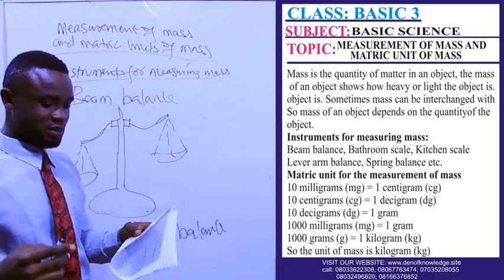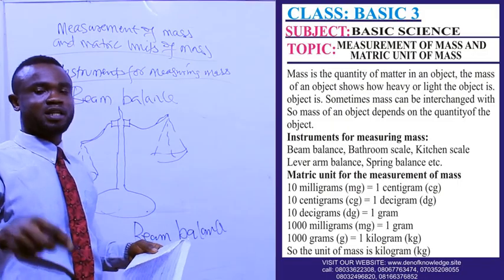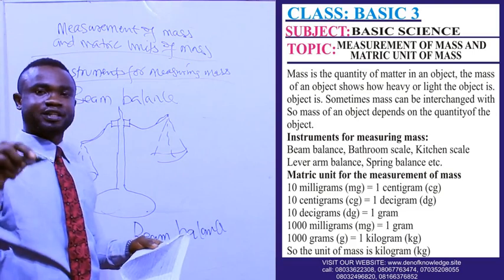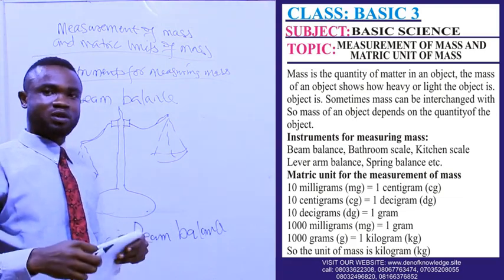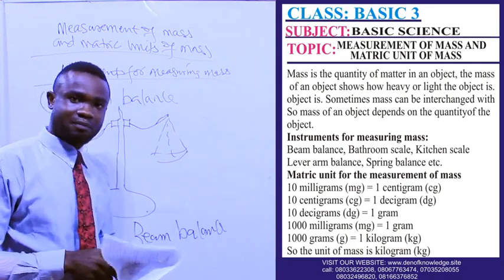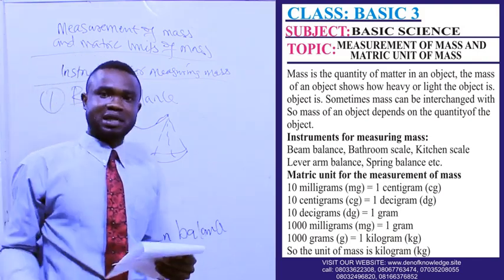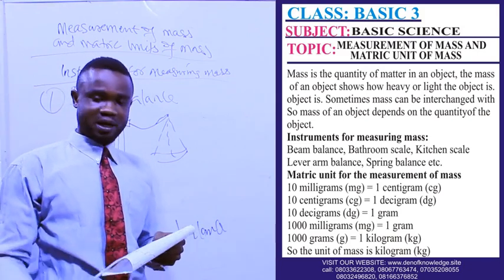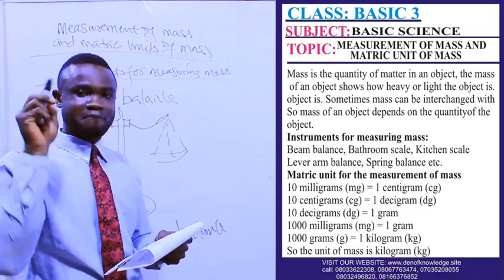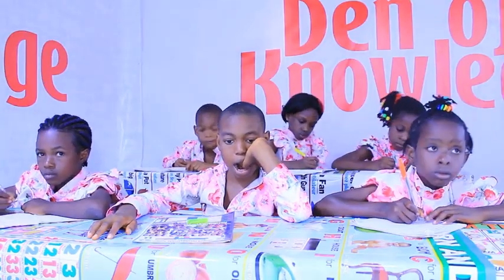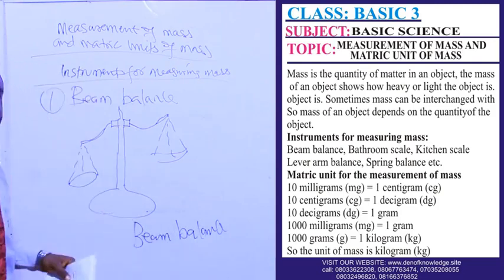Next one is the bathroom scale. Next one is the kitchen scale. The kitchen scale is another good device we use in getting the mass of an object. Next one is the lever arm balance. We have the spring balance. All these instruments are used in measuring the mass of an object.